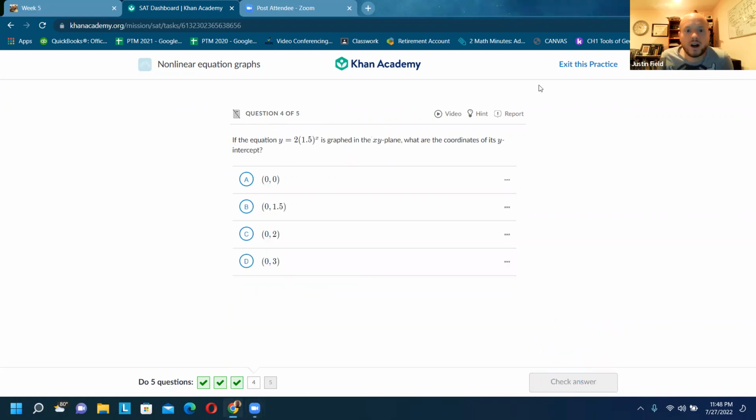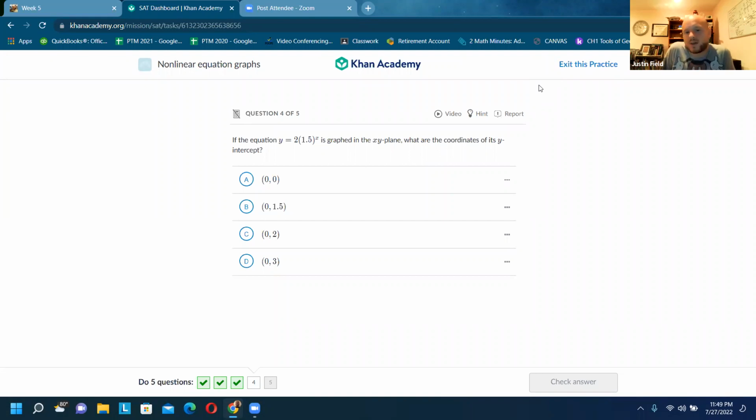So now we've done all 3 quadratic forms. Standard form, ax squared plus bx plus c. Factored form, x minus m, x minus n. And vertex form, a times x minus h squared plus k.